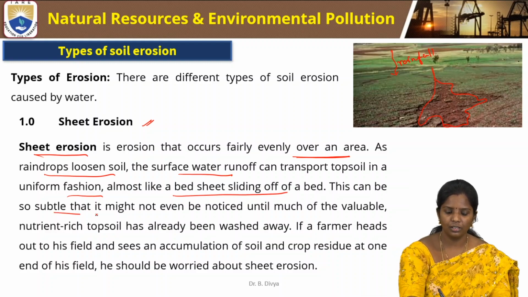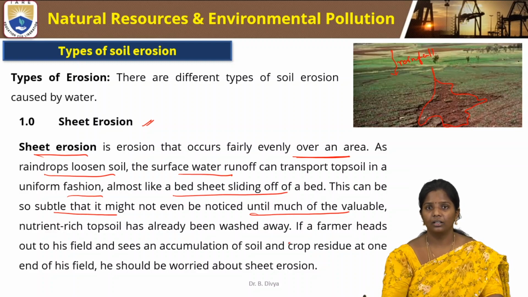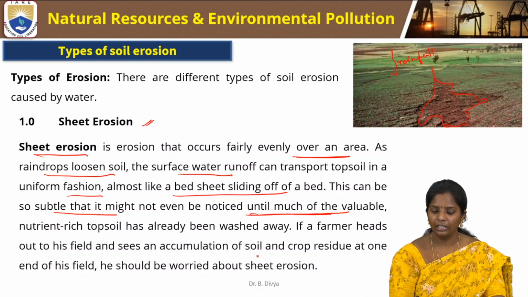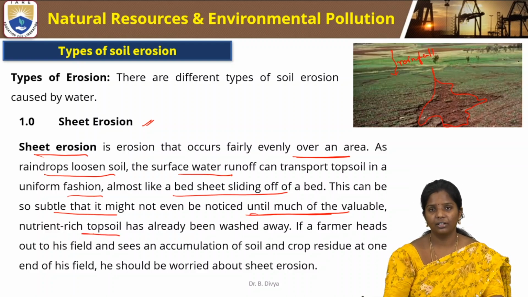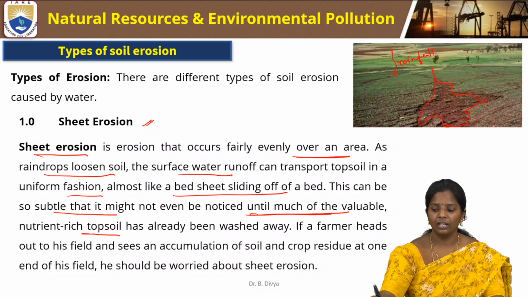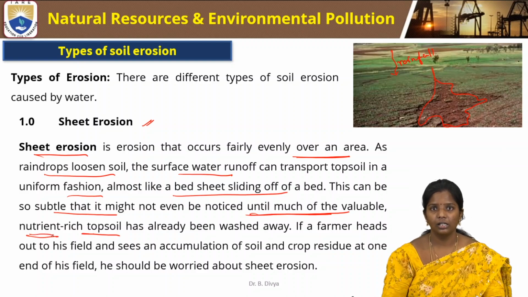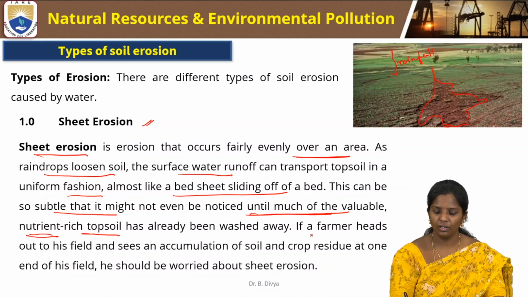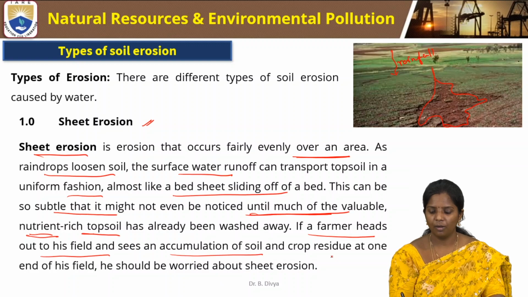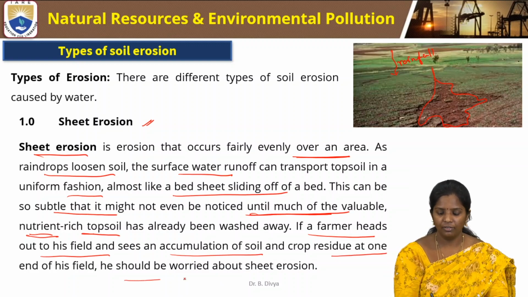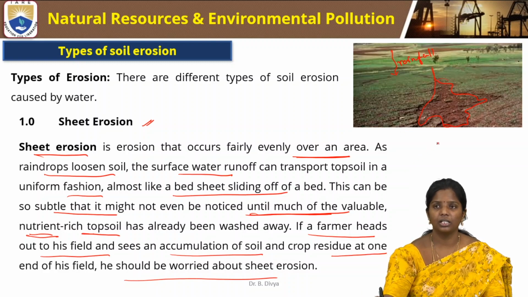This can be subtle, so that it might not be noticed unless we look into further details, until much of the valuable top layer is washed away. For agricultural lands, the top layer is very important, as it contains nutrients. We will not notice until there is some effect on the crops. If a farmer heads out to his field and sees an accumulation of soil and crop residue at one end of his field, he will be worried because of this sheet erosion. This soil will be going and depositing at some other place.